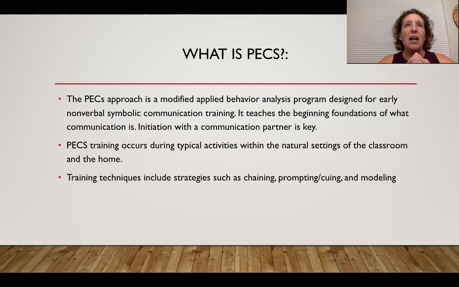A lot of kids, even if they do have some verbalizations, they're not understanding that we're supposed to communicate with a communication partner, not necessarily just communicating in the air or whatnot. This really trains them on how important a communication partner is. Training techniques include strategies such as chaining, prompting, cueing, and modeling.